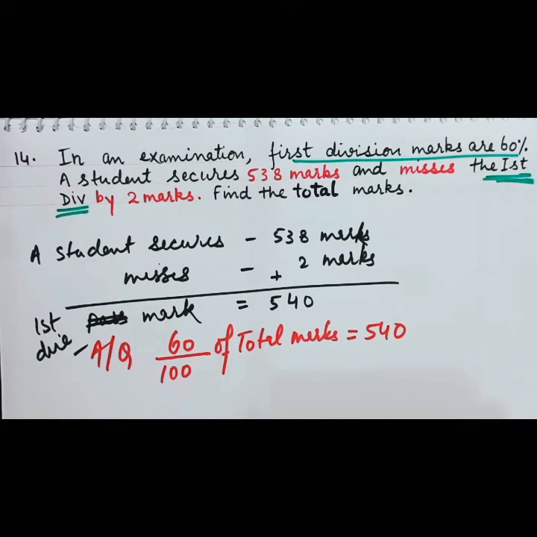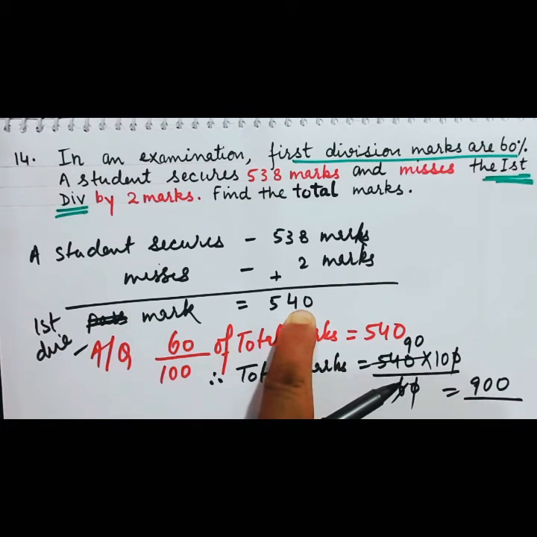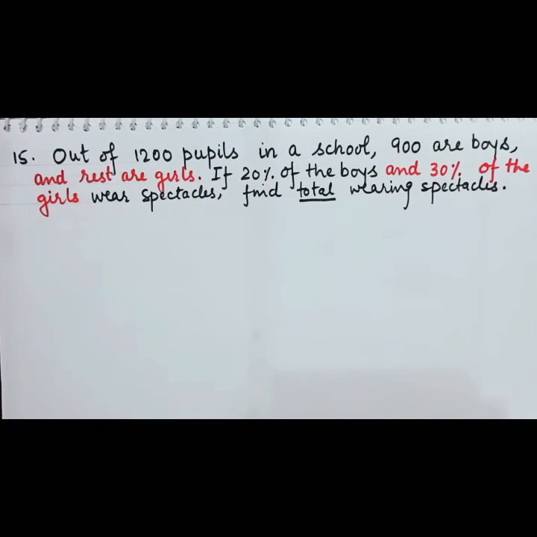Therefore, the total mark is equal to how much? Therefore, total marks is equal to 540 multiplied by 100 divided by 60. This means that 6 9s are 54, which is equal to 900. So this 900 is the total mark, out of which 540 is the first division mark, or you can say 60% of this 900 is equal to 540 marks. I hope I have tried to make it quite clear.